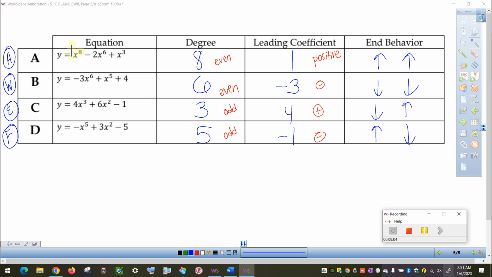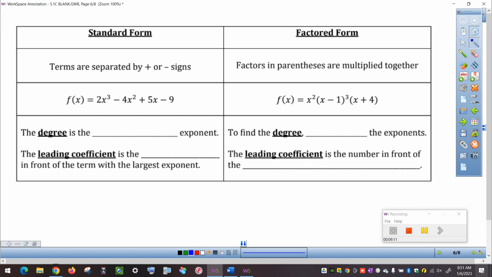All right, awesome job. Okay, let's talk about these 2 different forms. We're going to go down below our leading coefficient test, and we're going to look at these 2 sides here. We've got standard form versus factored form.